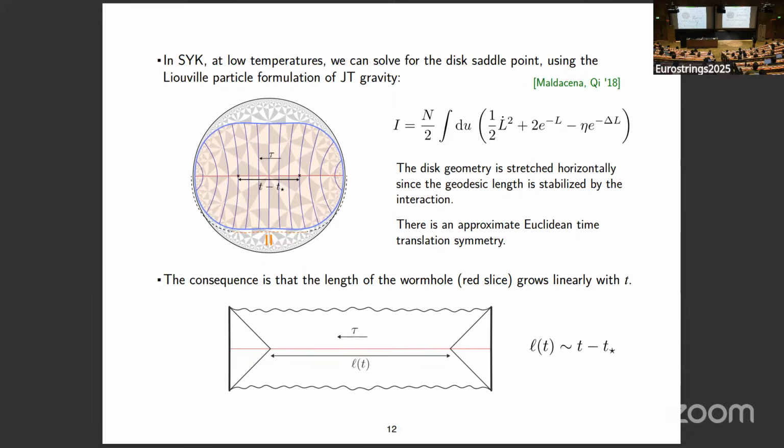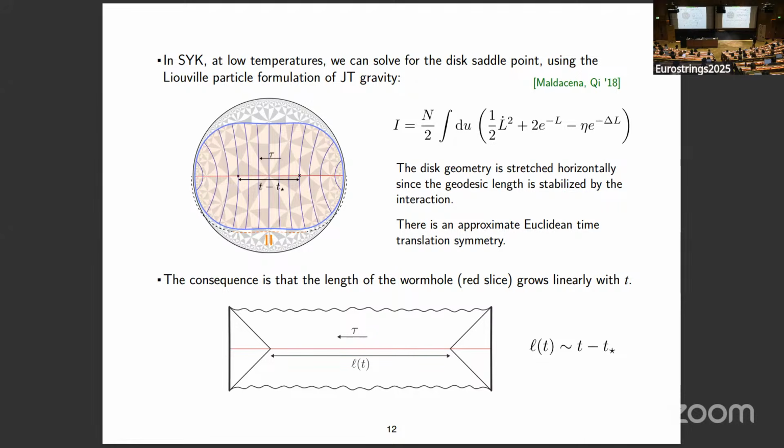And it turns out that, for the reason that this length variable is stabilized and there is some time translation symmetry of the geometry, one can show that the analytic continuation of this space-time looks like a two-sided black hole with a very long black hole interior, okay? So the length of the wormhole is essentially proportional to the circuit time that we use to prepare states, using the fact that this approximate isometry appears in the calculation.